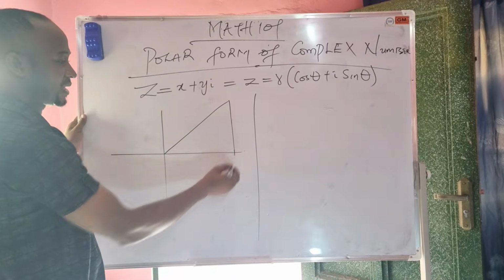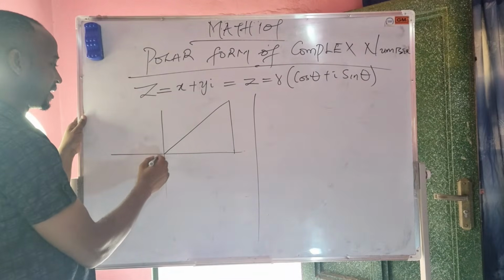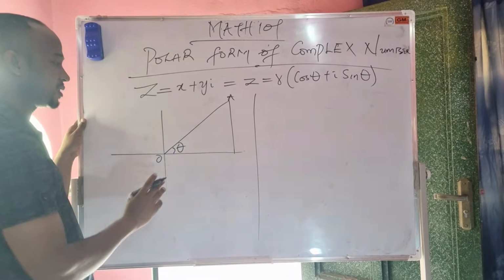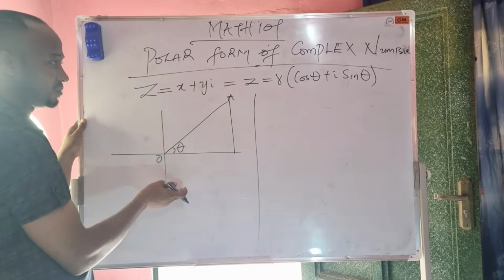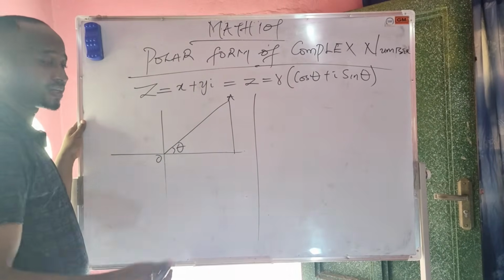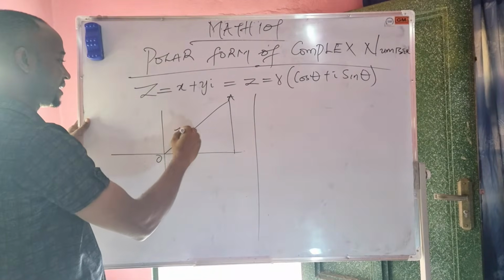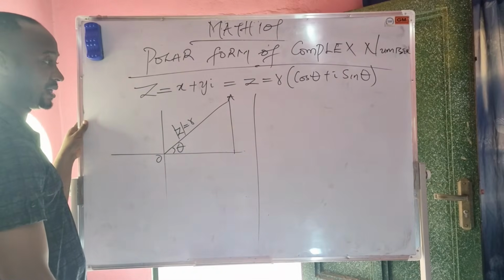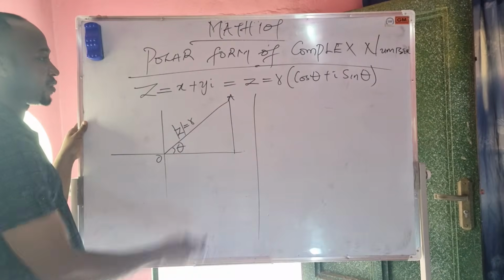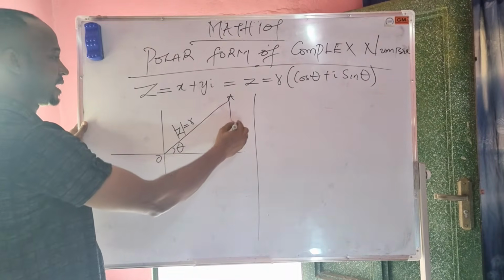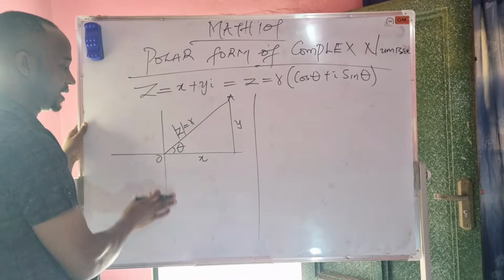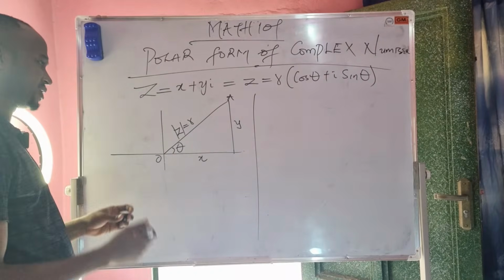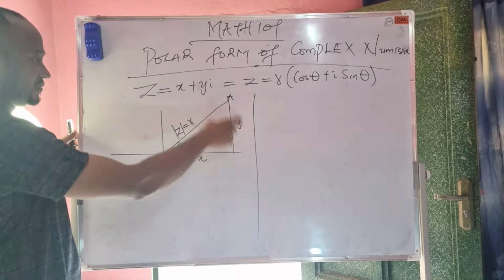And if you followed yesterday's class, we say that this part here, the longest side, which is the hypotenuse, is called the length of the complex number, also called the modulus of the complex number. So we call the modulus of z equals r. Now look at this. In the complex plane, this is called the y-axis, and this is called the x-axis. Now what I'm going to do is resolve the horizontal and vertical components.